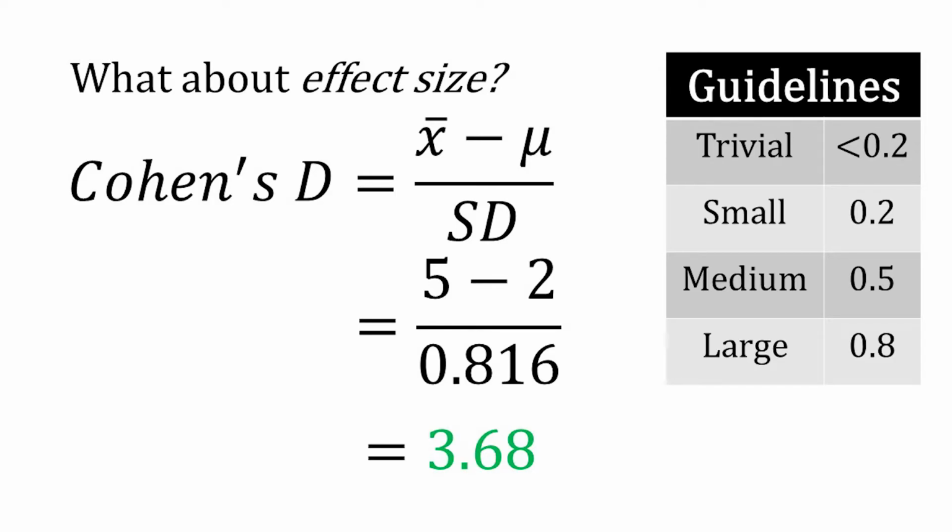Now what does that mean? Well, published guidelines suggest that 0.2 would be a small effect size, 0.5 would be considered medium, and 0.8 and higher would be considered large. So in this case, we have a large effect size.